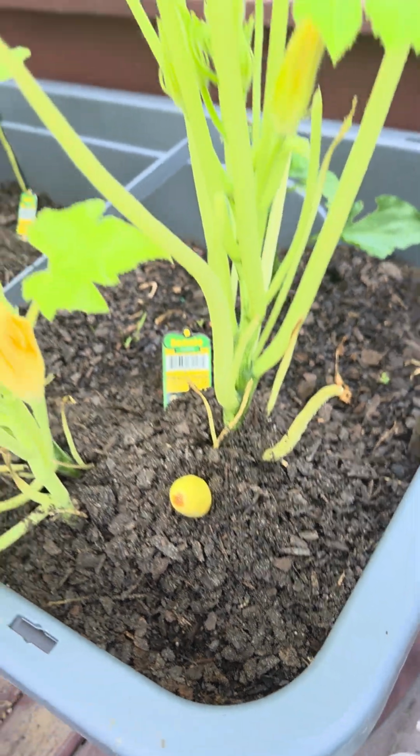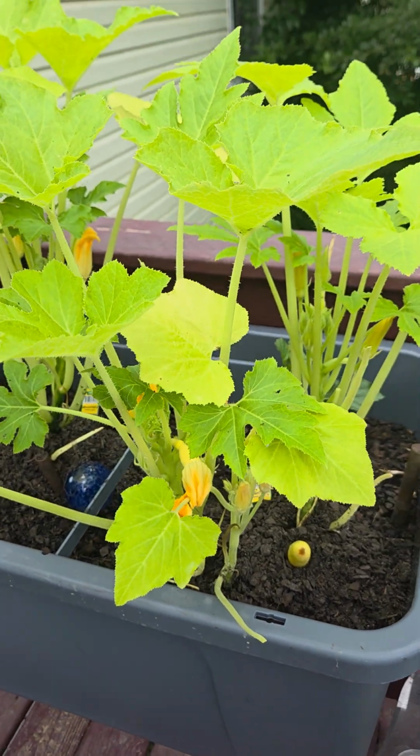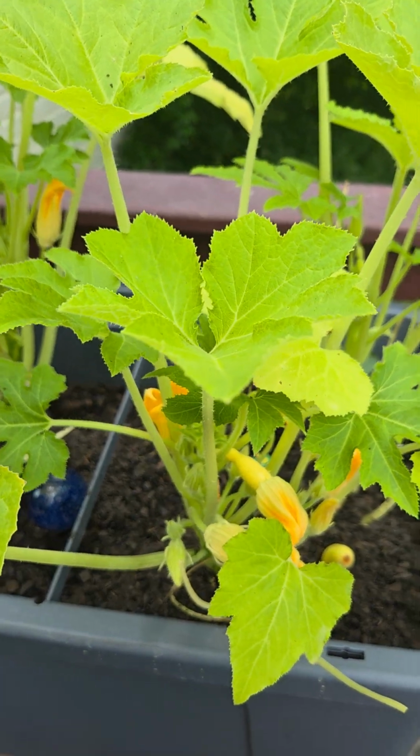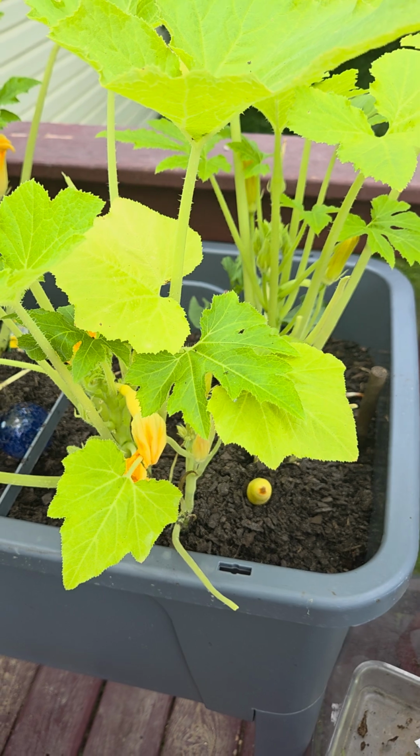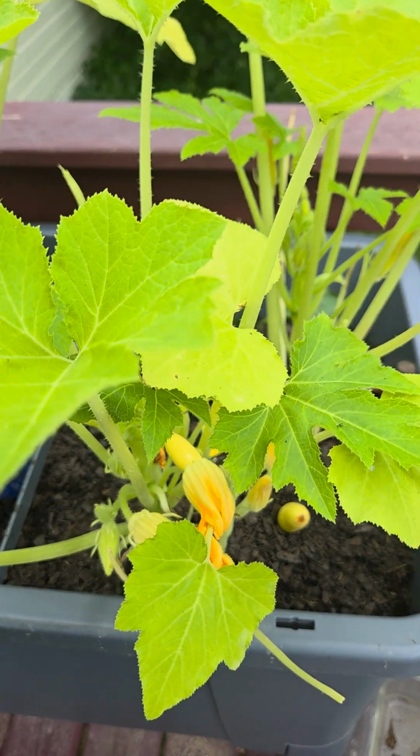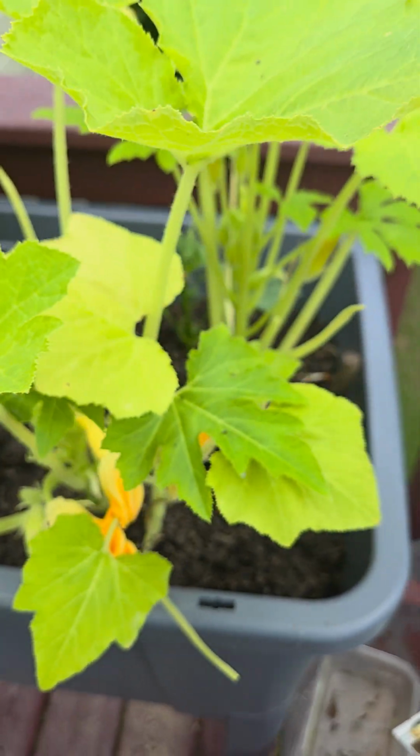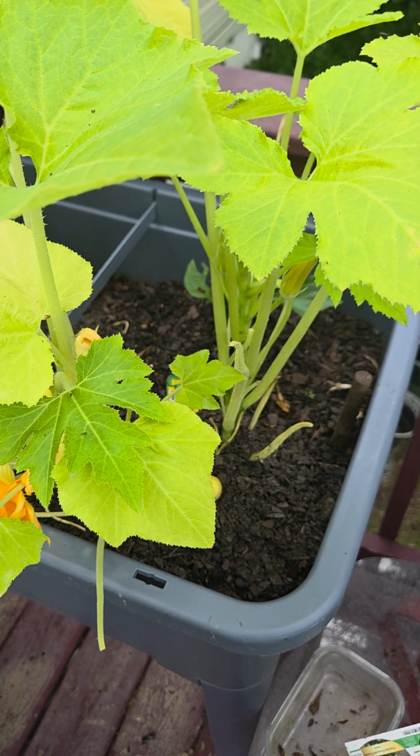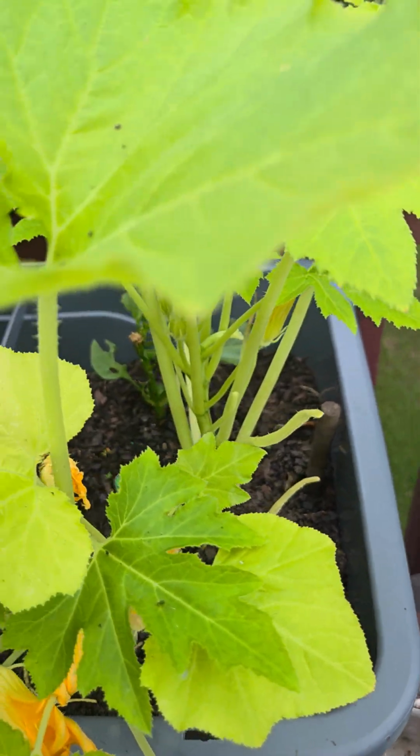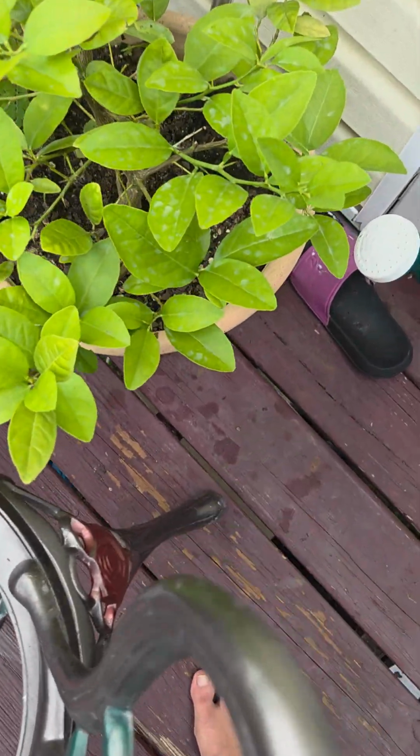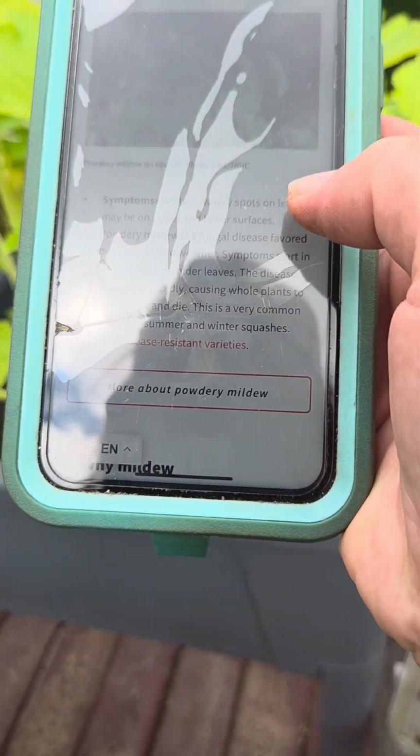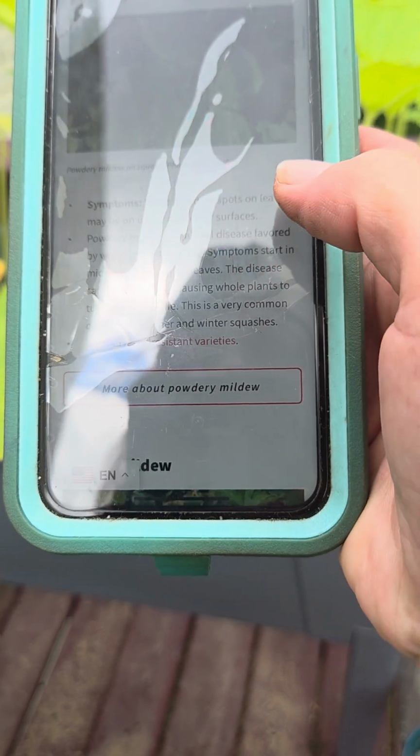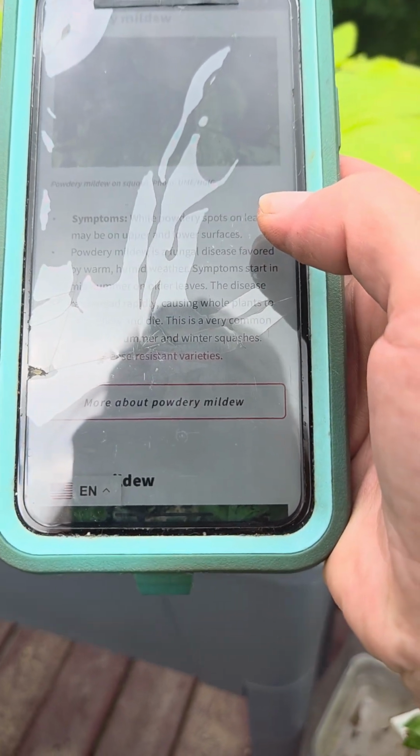So let's talk about some of the squash problems. Squash is a very popular food crop in the South: fried squash, baked squash. I love me some squash. But symptoms: if you have spots on your leaves, discoloration, white powdery spots, which I had over here. Look, I've got the white powdery spot. Y'all, if you don't understand how to grow stuff, when the crap hits the fan, you're in trouble. The disease can spread rapidly, causing the whole plant to turn yellow and die.